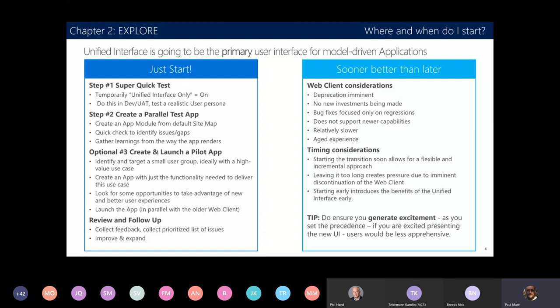Some of our newer capabilities are only supported on the unified interface. So if you want to take advantage of innovations that we make, then you need to be on the unified interface. The web client is slower than the unified interface, and the experience, as we said, is becoming somewhat aged. So from a timing perspective, if you start the transition soon, you can have a flexible and incremental approach to get there because you're not fighting some deadline. If you leave it too long, you will create project pressure because we will be discontinuing the web client at a particular date. But on the positive side, starting early also brings the benefits of the unified interface early.